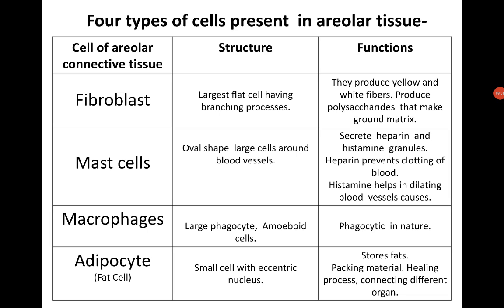These four types you have studied in connective tissue: fibroblast, mast cell, macrophage, adipocytes. These are detailed in a chart, the structure and function of these four cells.